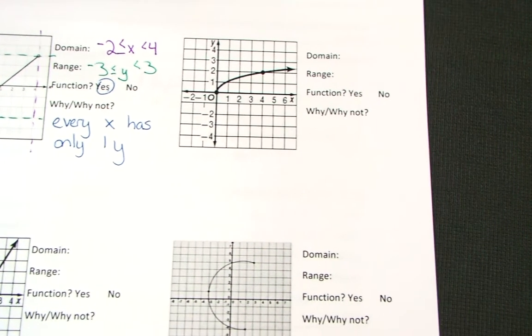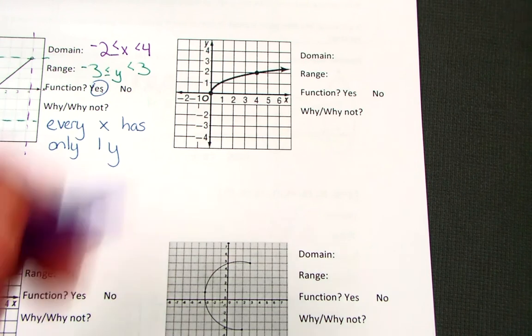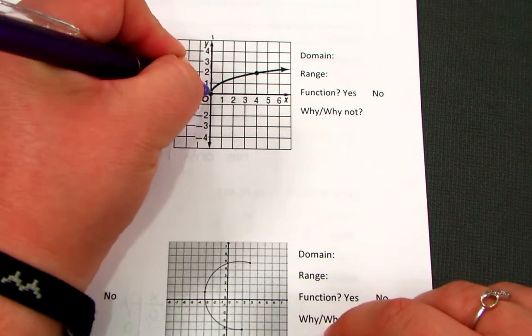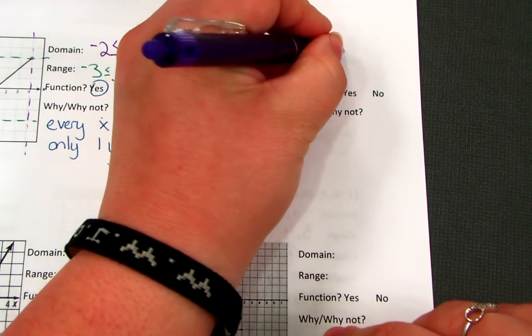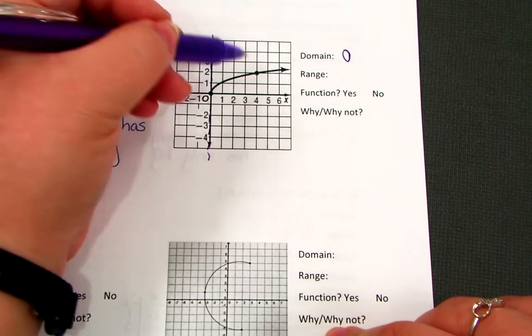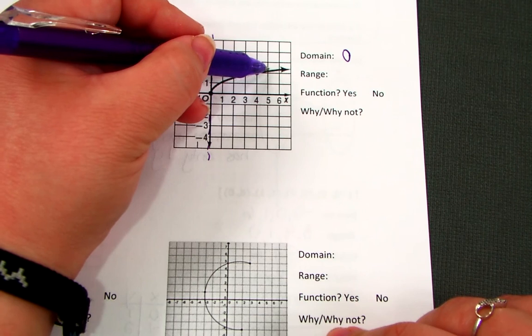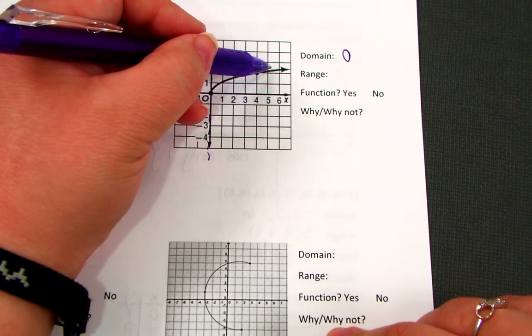Couple more examples here. Just a reminder, if you think you've got a handle on it, go ahead and pause the video, try the problems, and skip ahead and see if you're getting the answers right. So furthest to the left, 0. Furthest to the right, oh, this has an arrow, so there isn't a furthest to the right.